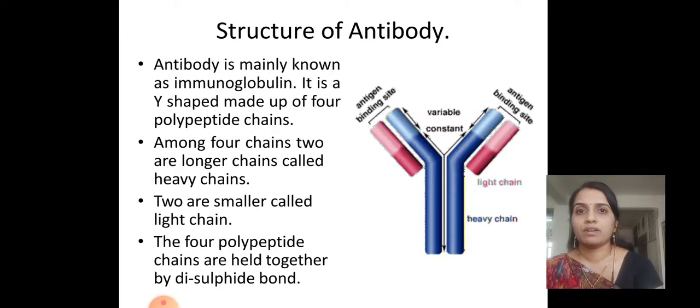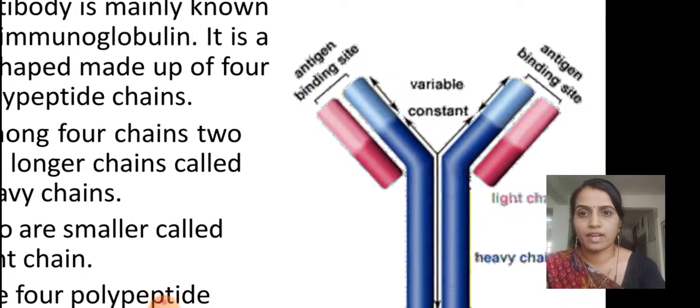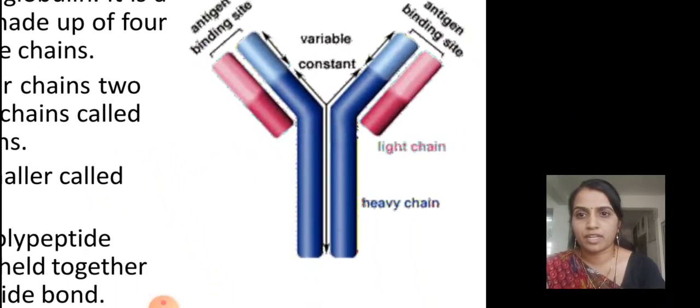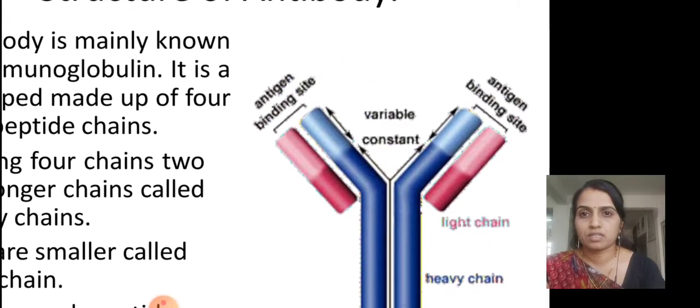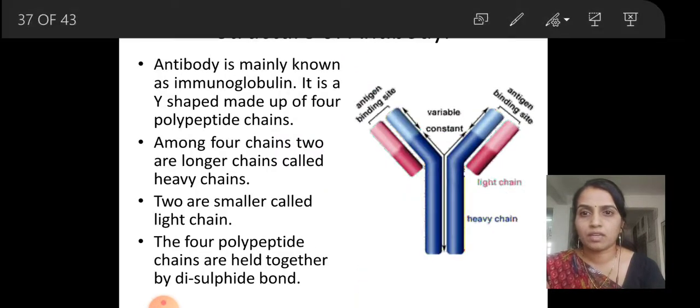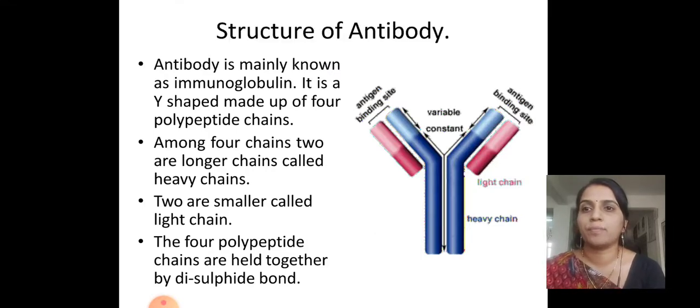Now we will learn the structure of antibody. The antibody is mainly known as immunoglobulin. It is Y shaped and made up of 4 polypeptide chains. If you see the diagram, you will find this is a Y shaped antibody structure which has 4 chains bound together, making the structure of the antibody.